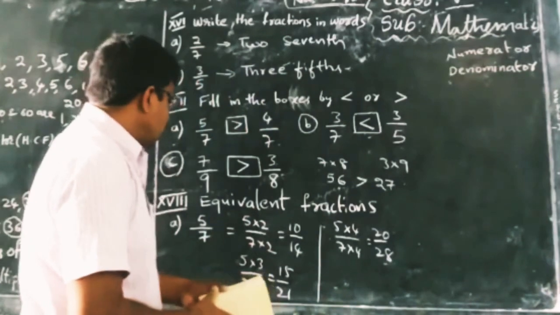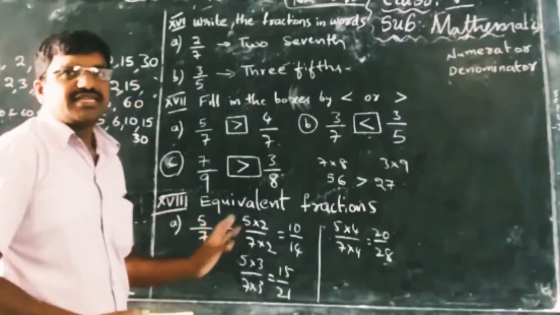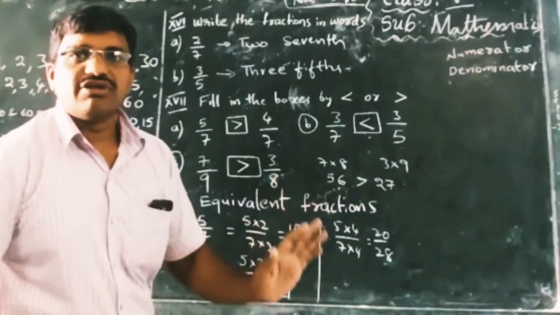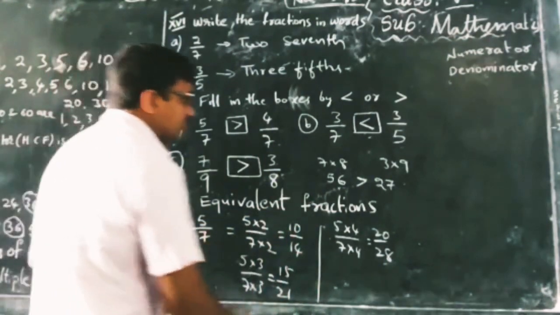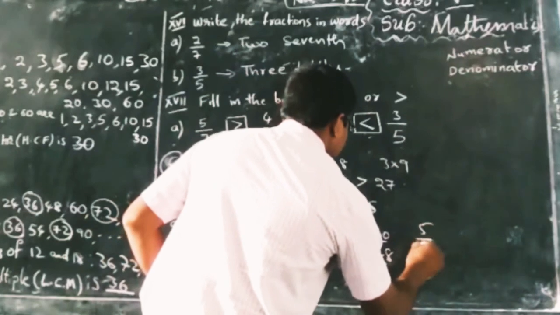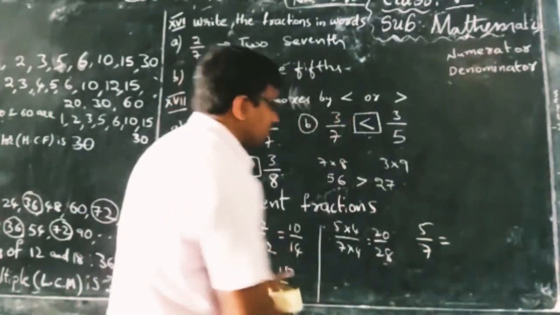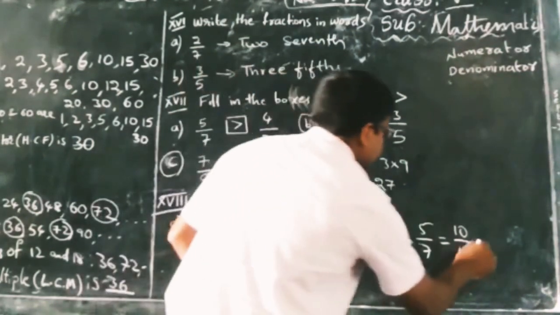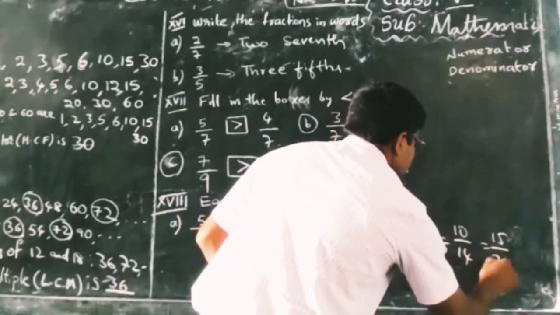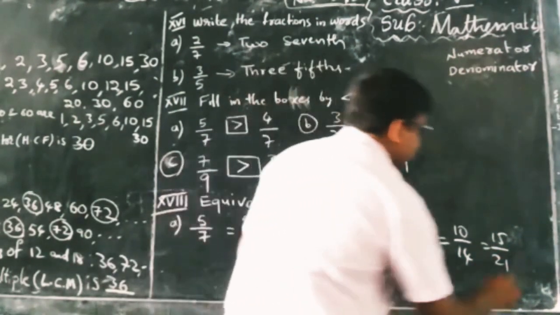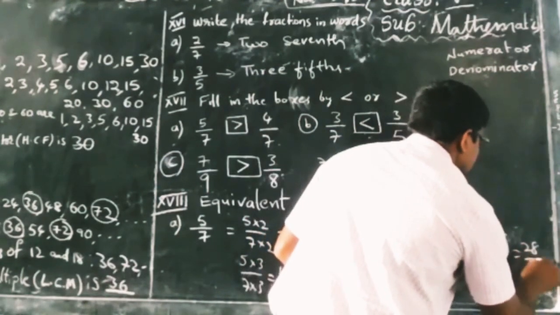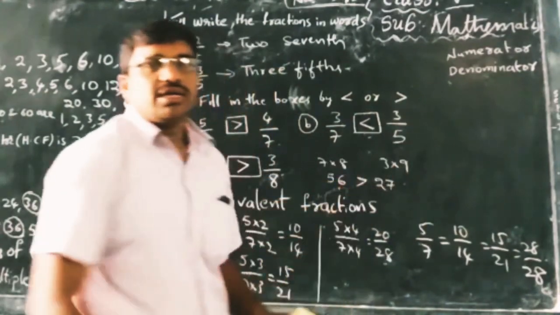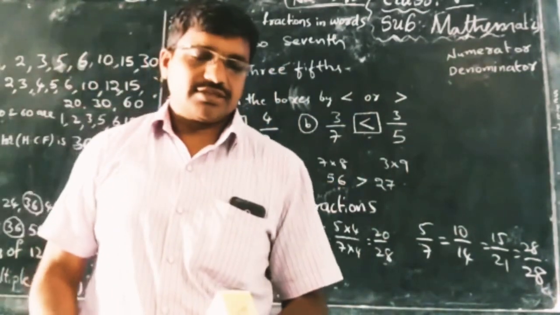Like that, when the numerator and denominator are multiplied by the same number, all those fractions are called equivalent fractions. Now what are the equivalent fractions? 5 by 7 is equal to 10 by 14 is equal to 15 by 21 is equal to 20 by 28. Like that, you can write so many equivalent fractions.